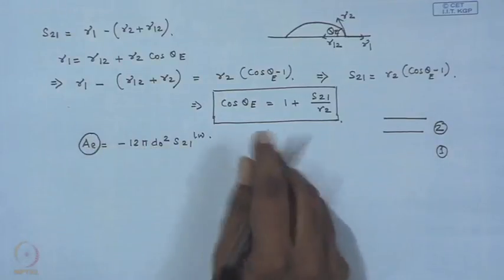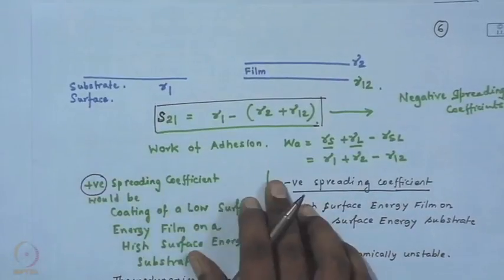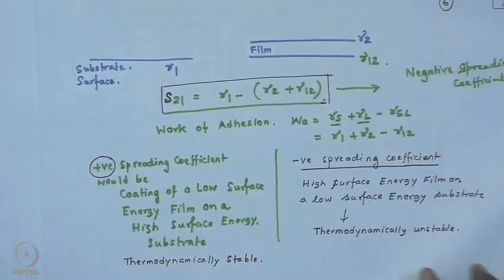So, we already understand a little bit, based on the basic physics, how a positive or a negative value of spreading coefficient is going to influence the stability of a film. We will see that subsequently. We have already considered here that a positive value of spreading coefficient would result in a thermodynamically stable film.